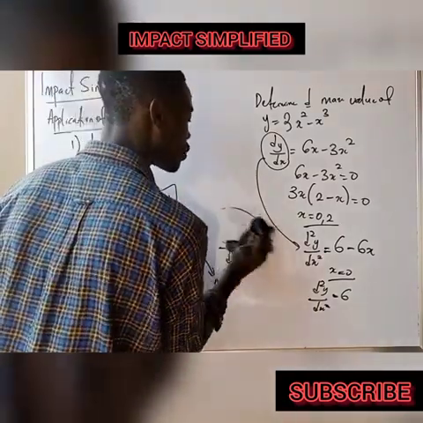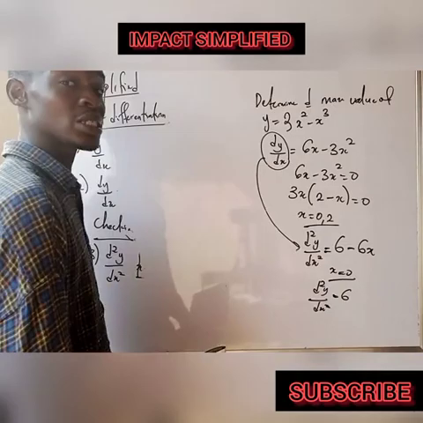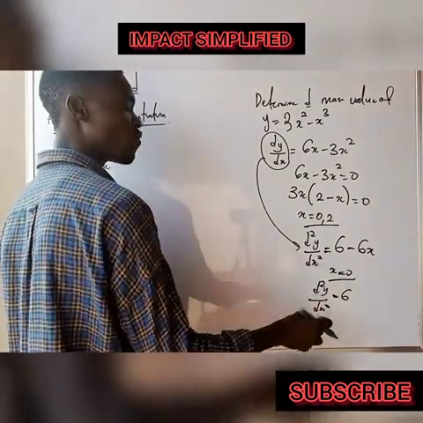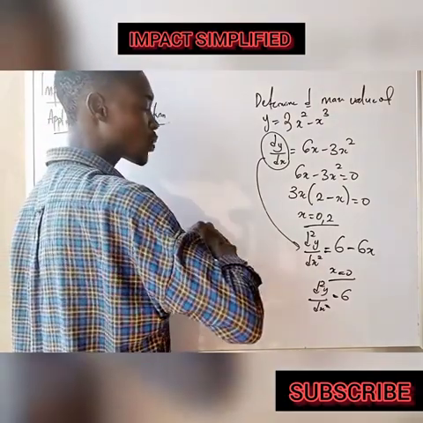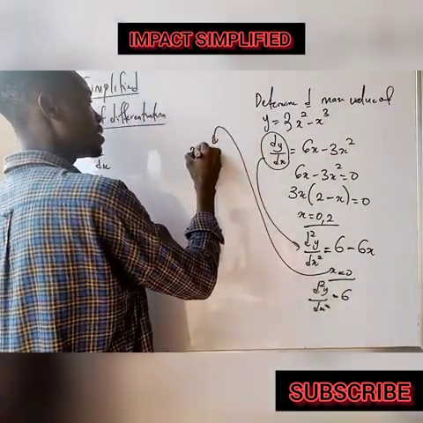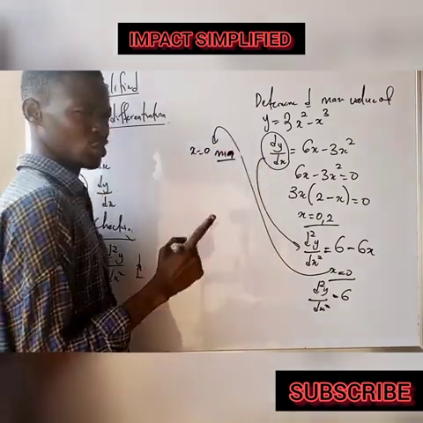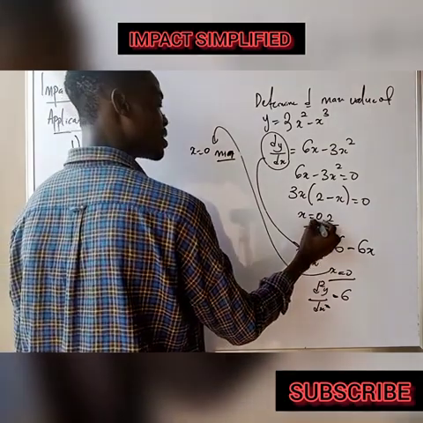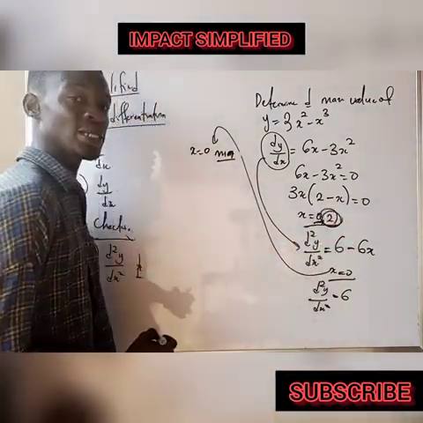Since your d squared y over dx squared is giving us 6, what is the meaning? That means your d squared y over dx squared is greater than 0. And since it is greater than 0, that means this point is what? A minimum point. Do you get that? And since x is equals to 0 is a minimum point, that means the maximum point is what?